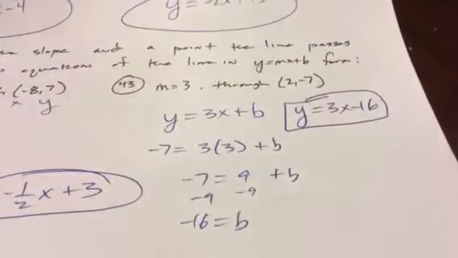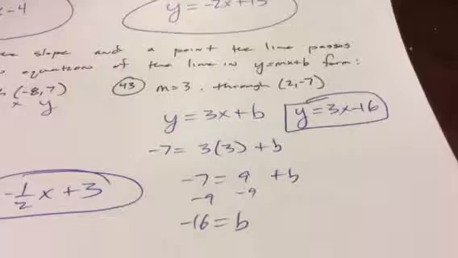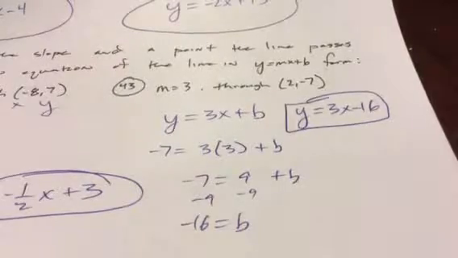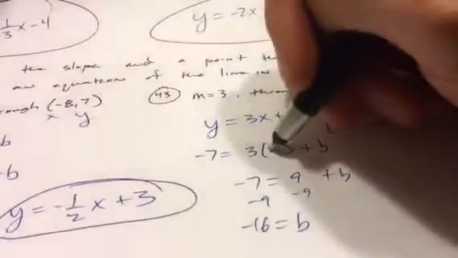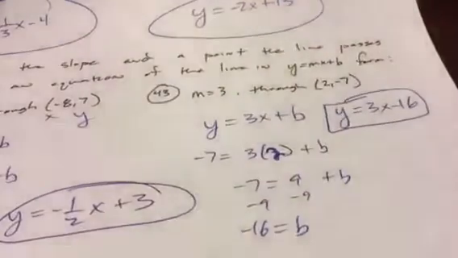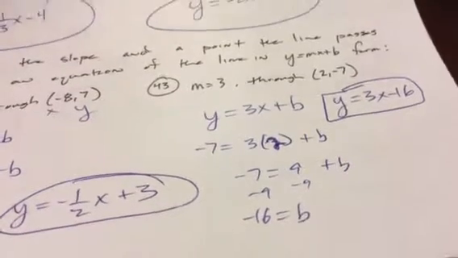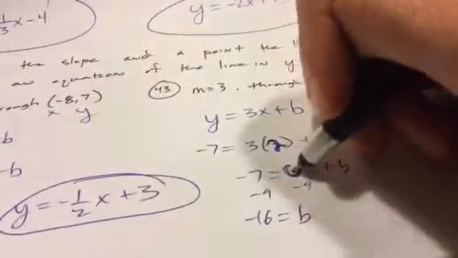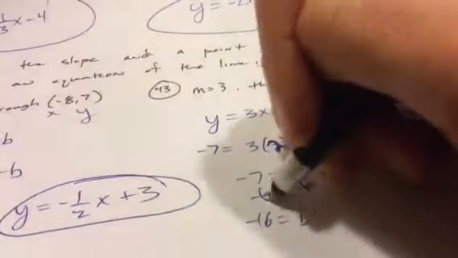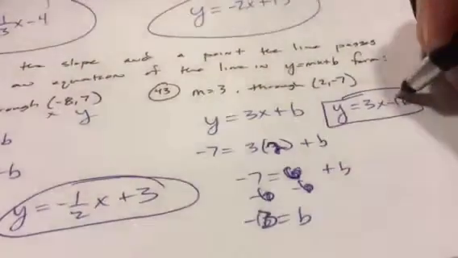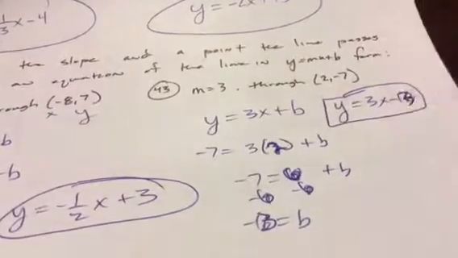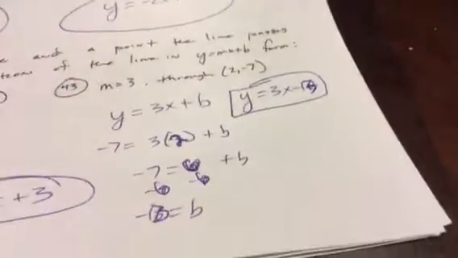y equals 3x plus b is your next one. Plug negative 7 in for x. And look at that. That is a boo-boo. That should be a 2. That is definitely a 2. So this should be 6. So you're going to subtract 6 from both sides. You're going to get a negative 13. A negative 13 for b.